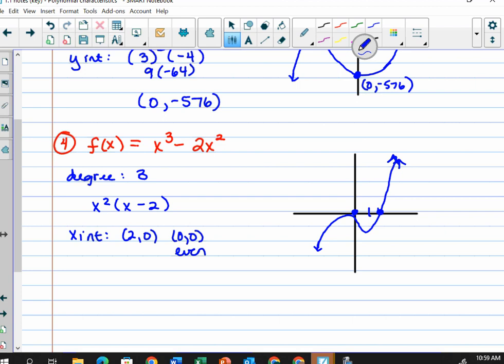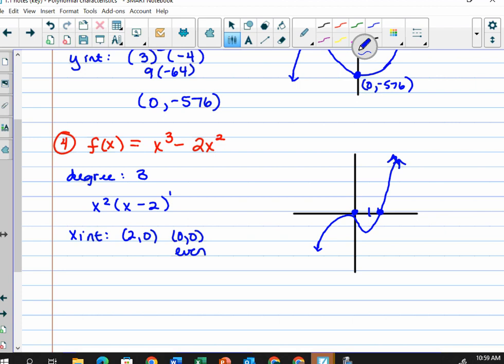I know technically 1 is an odd number, but it's called multiplicity because of multiple factors. 1 is not multiple factors, okay? 1 is a single factor. So it's only like 3, 5, 7. That's when you have the inflection point, okay?